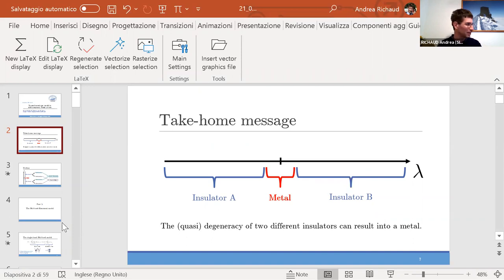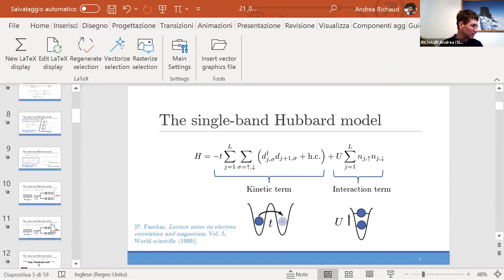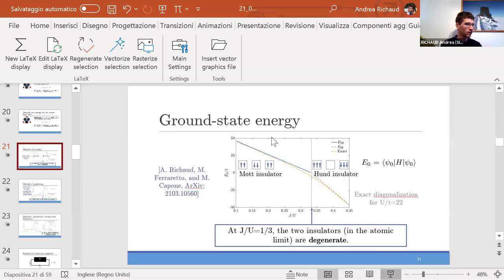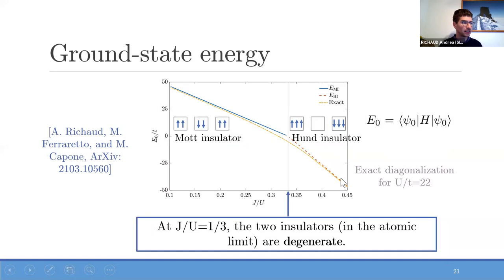So I show you this slide that maybe helps. Here, if you look at the blue line and the red line, these are the energies of the atomic insulators, and they are really degenerate at J over U equal to 1/3. But if you consider the yellow line, that is the numerical diagonalization of the system in the presence of hopping, then of course you don't have a degeneracy. You have a degeneracy of the corresponding atomic limit. I hope this answers. Okay. No, I get it. Thanks.